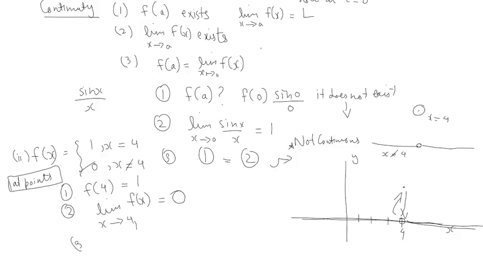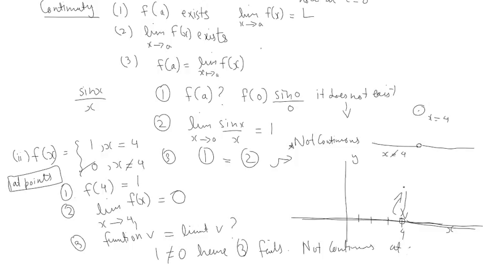And the third condition, because now we've met the first two: does the function value equal the limit value? Well, 1 does not equal 0, hence 3 fails. So the function is not continuous at 4. X equals 4.